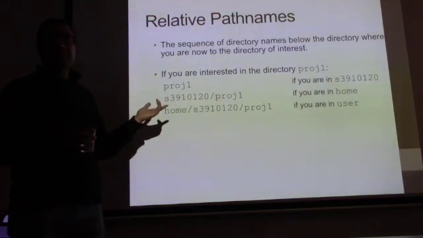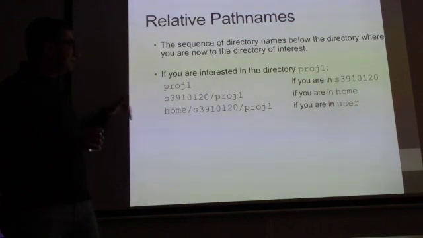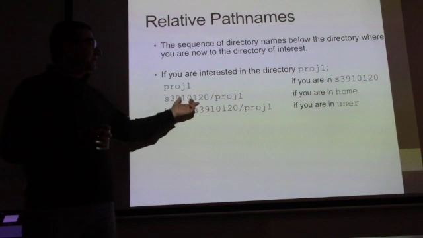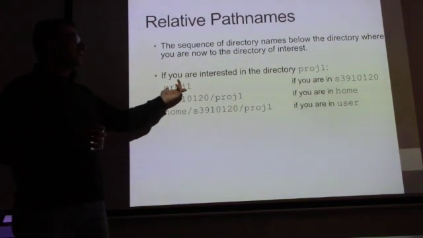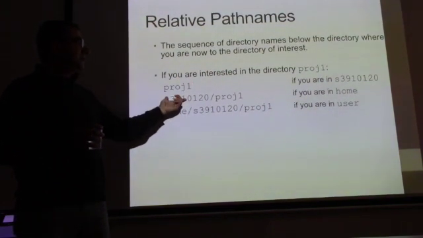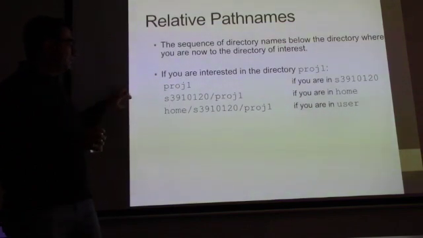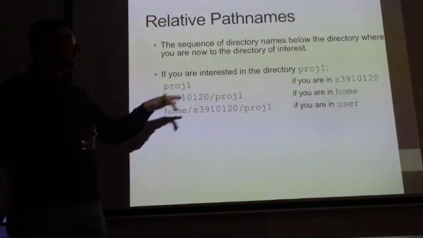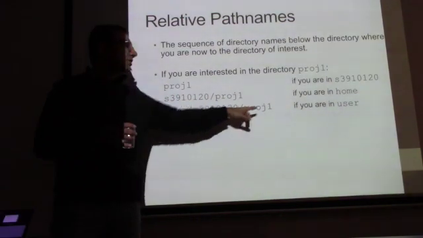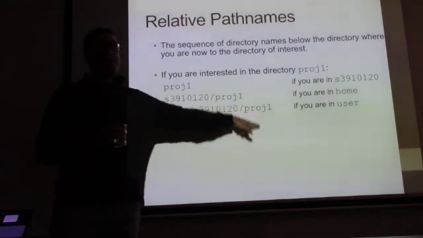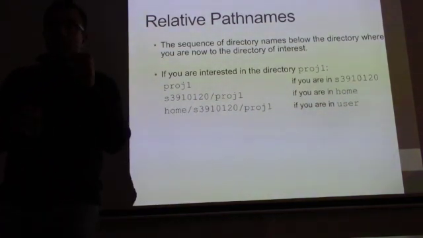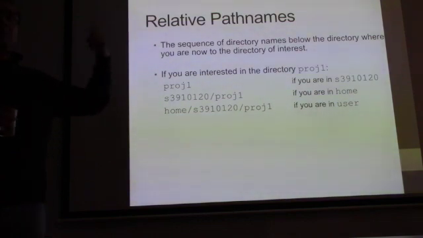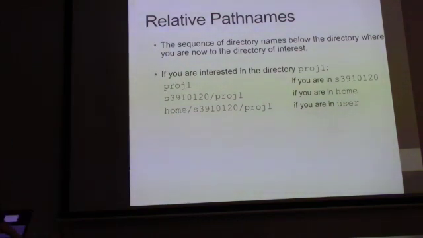Does that make sense? You don't have to include the slash all the way from the root. You can just say, relative to my location, the path for PROJ1 is just PROJ1 if you're in that directory. If you're in home, which is a previous directory, then the path to PROJ1 is this directory and then this directory. If you're in the user directory, then the path to PROJ1 is from home to this to this. Does that make sense? It's relative to where you are in your directory, and the path means the path to the directory of interest where you want to go or where you want to see. Okay.